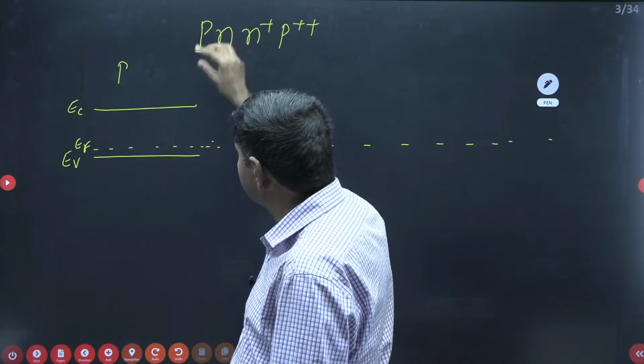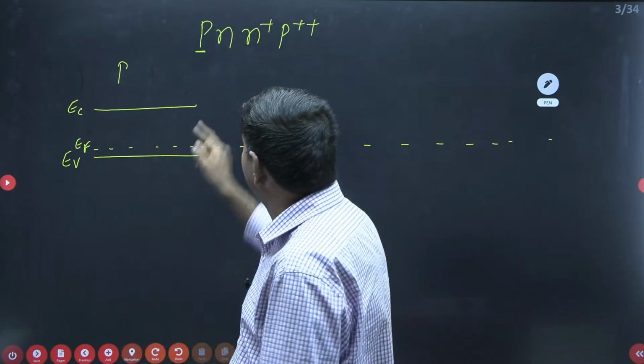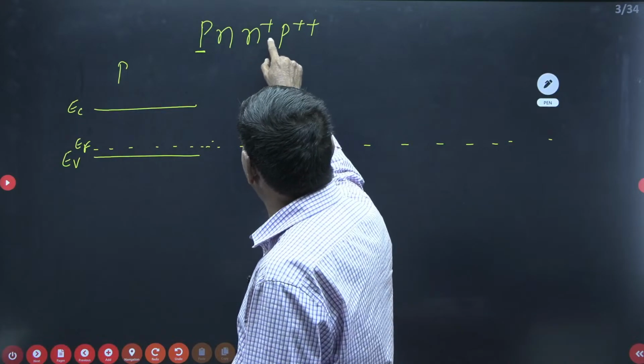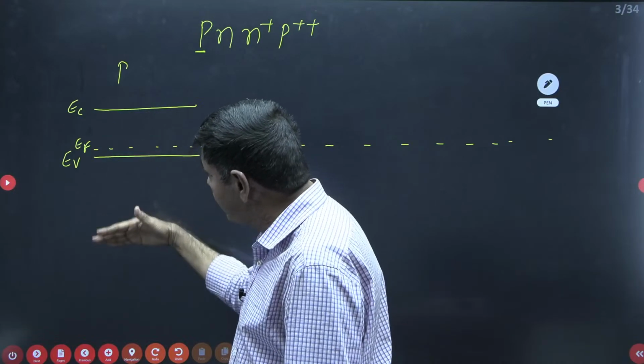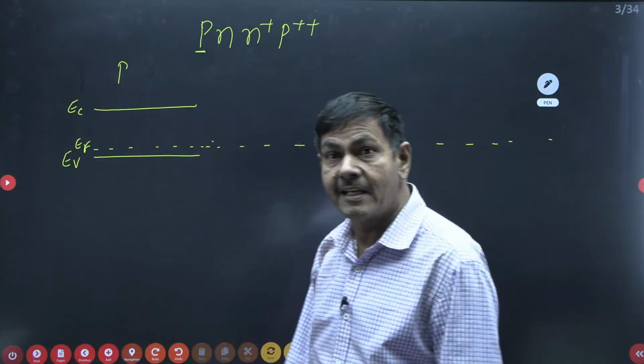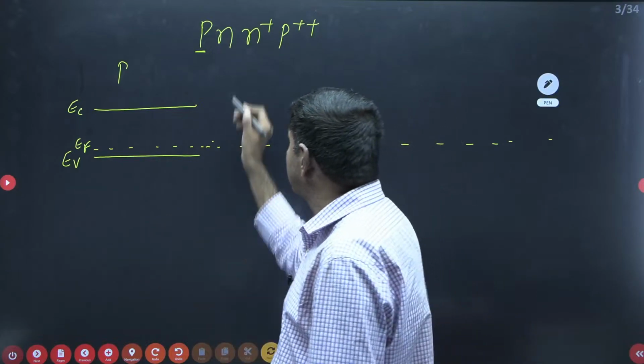Suppose the P plus is given, you think so EF will come very close to EV. If P double plus is given, you think so it can penetrate inside of the EV also. It can penetrate inside of the EV only now. That is possible here now. Next one is the N-type material.